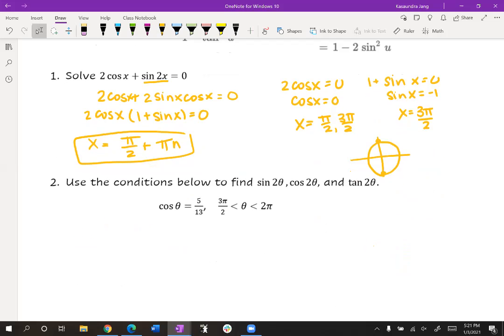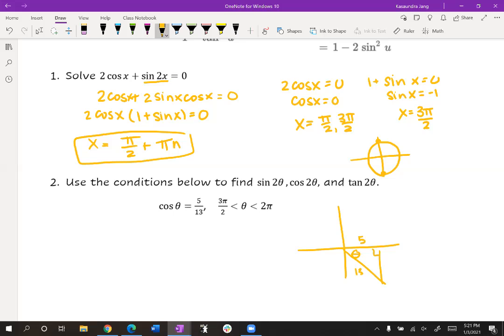Number 2 here, use the conditions below to find sine of 2 theta, cosine of 2 theta, and tangent of 2 theta. So I need all 3 trig functions here. I'm probably going to need to figure out where this is on my unit circle. So they said, first of all, you're between 3 pi halves and 2 pi. So I'm basically in the 4th quadrant here. And they also said that cosine of theta is 5 over 13, which is adjacent over hypotenuse. There's my 5 over 13.